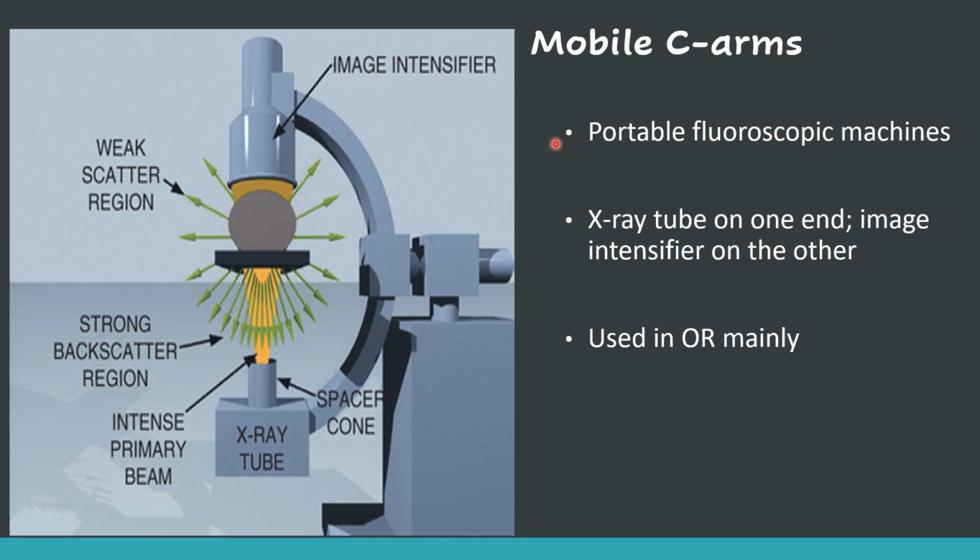Portable fluoroscopic machines, X-ray tube on one end, image intensifier on the other, used in OR mainly. So again, X-ray tube should be down below the patient, and the image intensifier should be above the patient. If you look at the scatter coming from the tube, most of the back scatter is underneath the table, which is where we want it to be. It comes in through the patient, and you have some scatter that leaves the body from the top part.